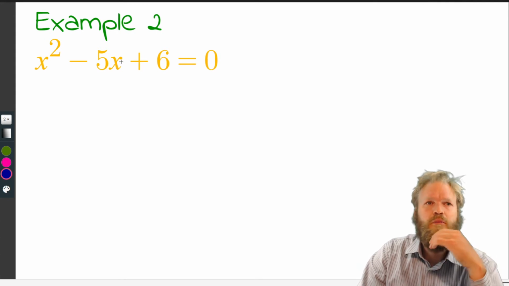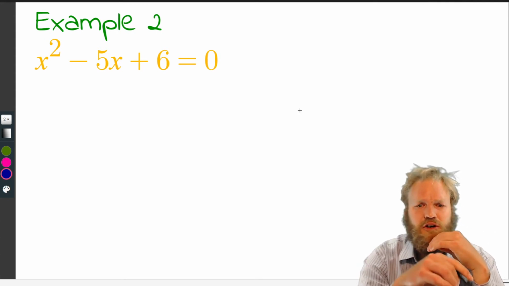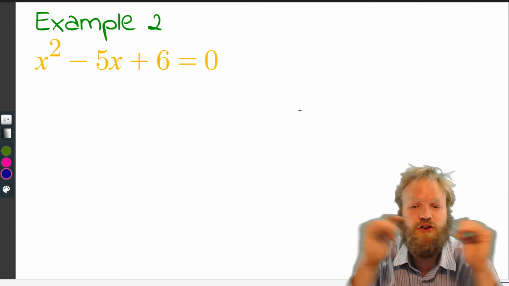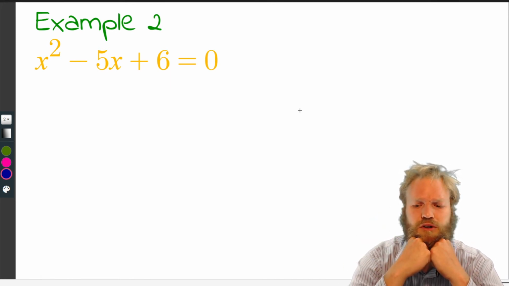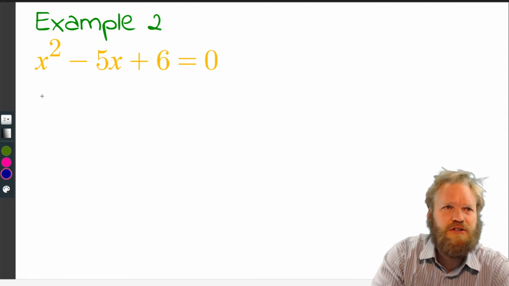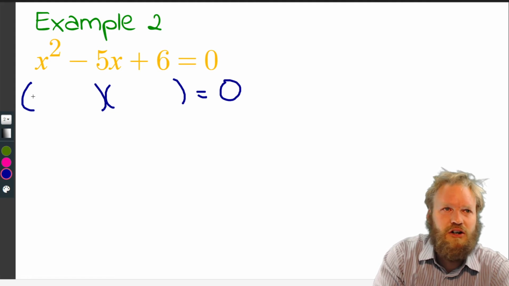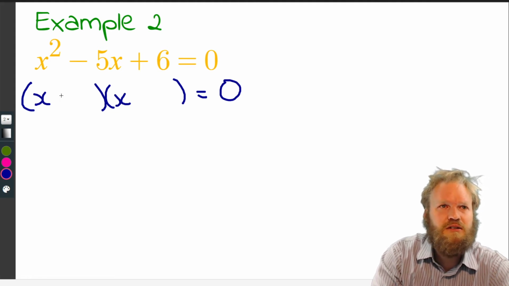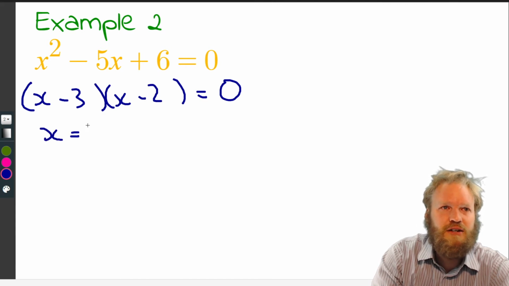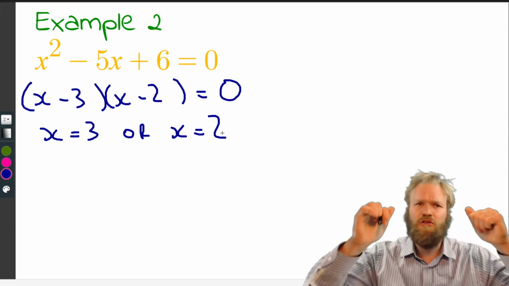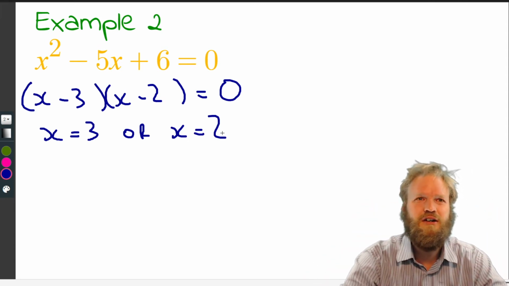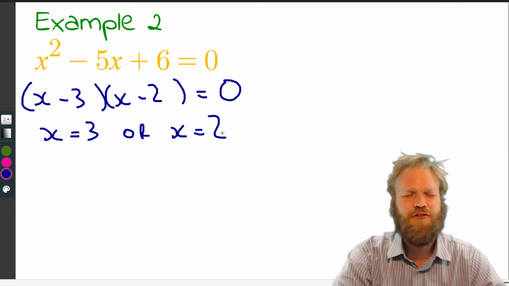Second example to hit it home. x squared minus 5x plus 6 equals 0. If you didn't have the quadratic formula at your disposal, how would you solve this? Well, with a bit of luck, you would have said, that's fine, I would just have factorized. Equals 0. x, oh, isn't this just minus 3, minus 2? x equals 3 or x equals 2. Spot on, great stuff. If you see that quadratic equation, I would expect you to factorize it like that.